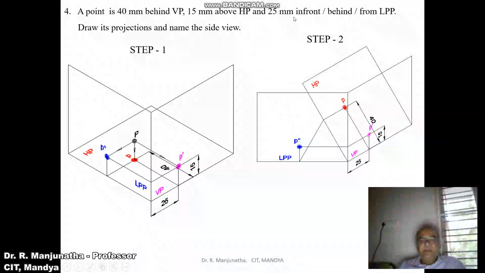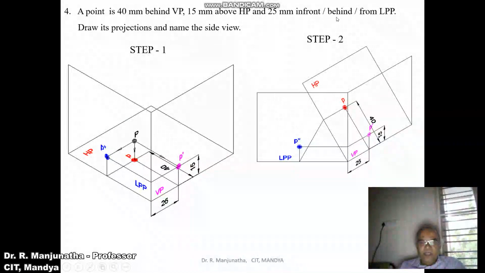And it says it is 25 mm in front or behind or from LPP. So it is LPP. Obviously, when you look from the front view, the left profile plane should be towards the left side of the viewing direction. That is the reason why LPP is on this side. This is VP and this is the horizontal plane. This is the case in the second quadrant because it is behind VP and above HP. Now, as the case says it is behind VP, obviously it should be behind LPP.